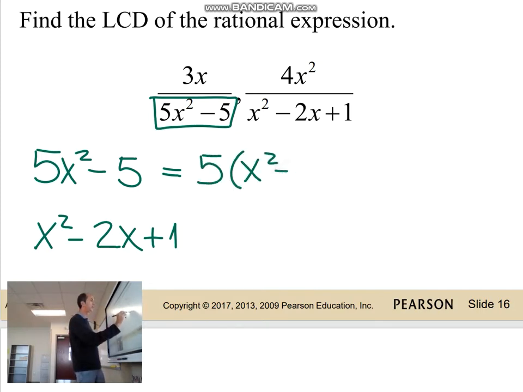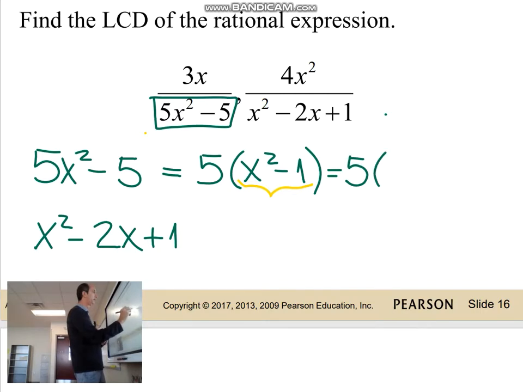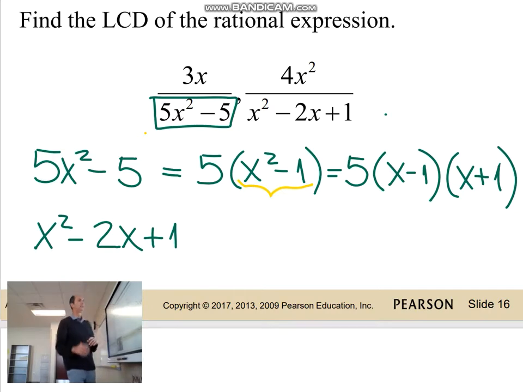X squared minus 1. And you have to remember there's a formula that allows you to factor this expression. Check difference of perfect squares. You can write this as 5 times x minus 1 times x plus 1, right? If you remember section 5.7, special cases of factoring, this is a formula that you can apply, difference of perfect squares.